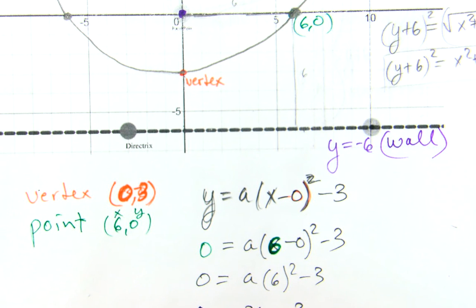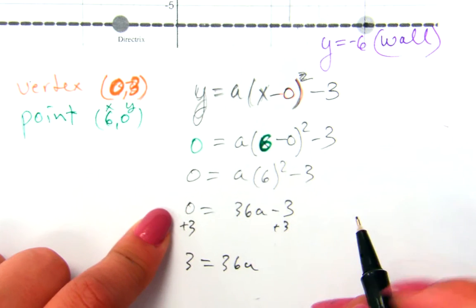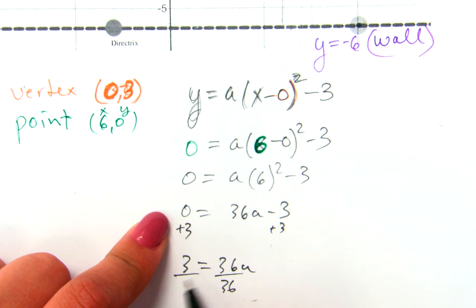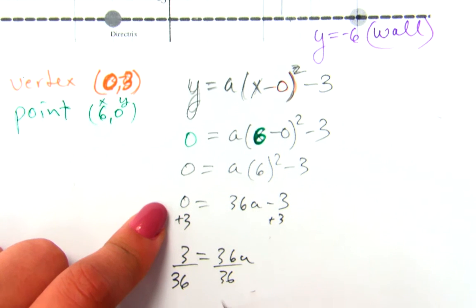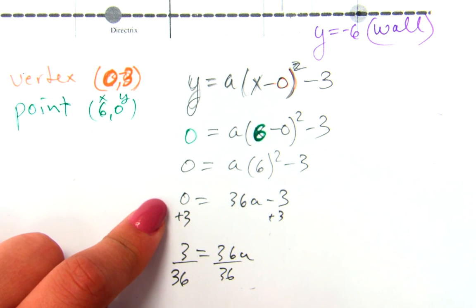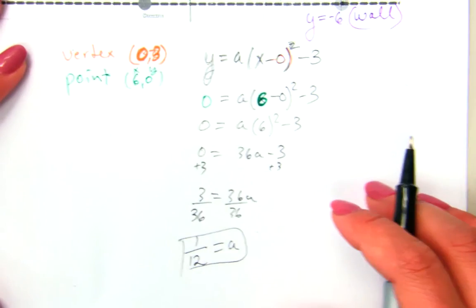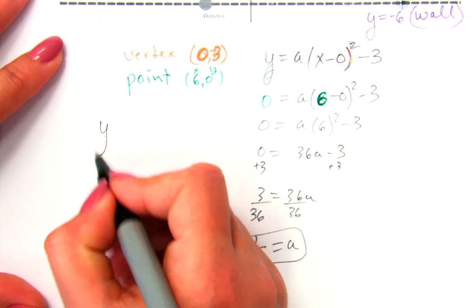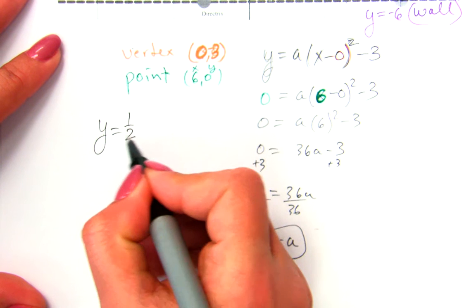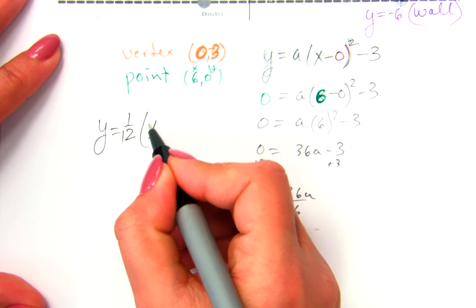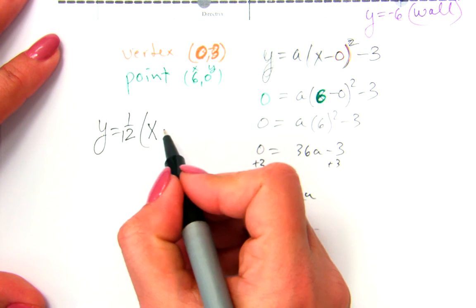So I'm going to add 3 to both sides. So I get 3 equals 36a. And then we divide by 36 on both sides. So we have a is equal to 3 over 36, which simplifies to 1 over 12. Yay! Okay, so our final result is y equals 1 over 12 times x minus 0 squared minus 3.